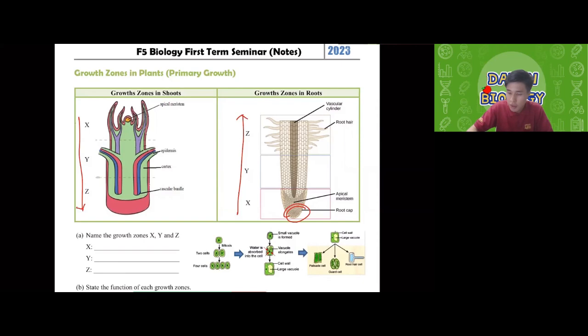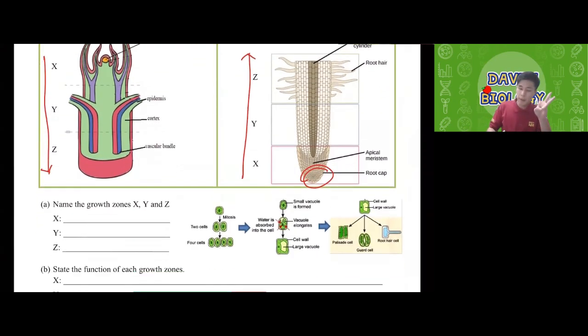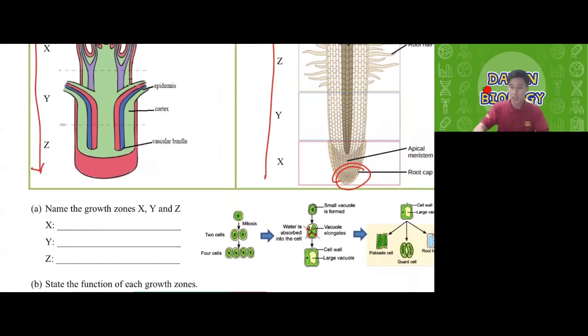So for shoots and roots, there are mainly three zones. The first zone is what? Zone of? Come on, let's do this together. Come on, zone of what? Cell.